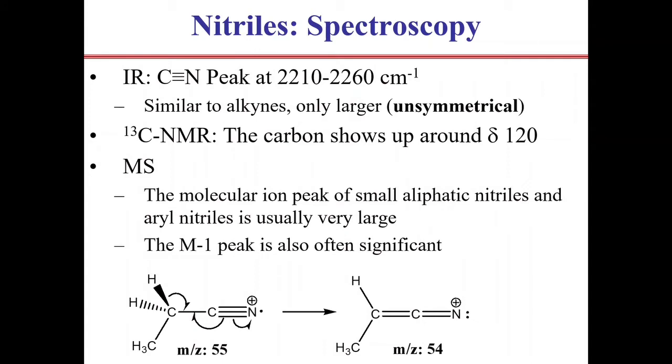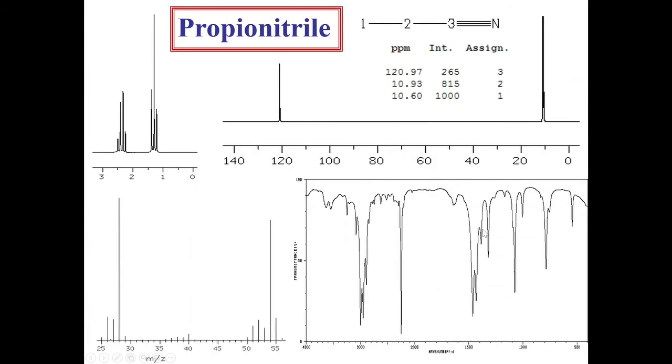Let's take a look now at spectroscopy of nitriles. They are a carboxylic acid derivative, but because they don't have the carbonyl carbon or oxygen, the spectroscopy looks a lot different. So here's a summary statement of the spectroscopy, but let's instead jump to actual examples.